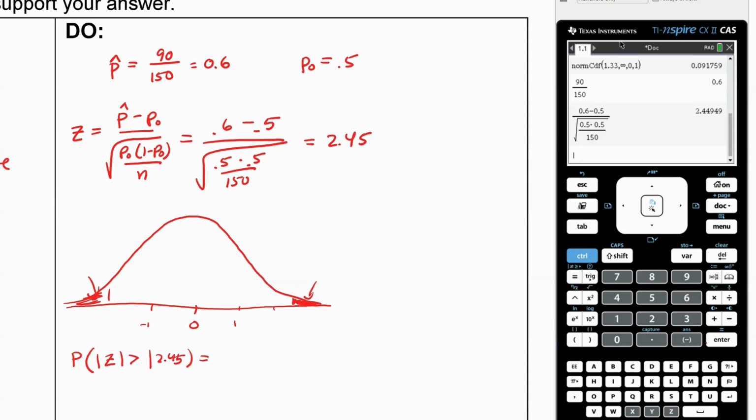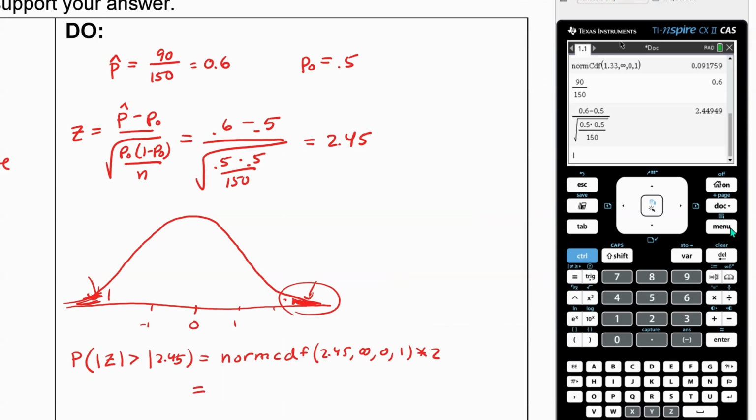Now to calculate that, we're going to still use a norm CDF. And we're going to look at just this end first, and that is from 2.45 to infinity based on a mean of 0 and a standard deviation of 1. But because these two areas are going to be the same, we're then going to multiply that number by 2.